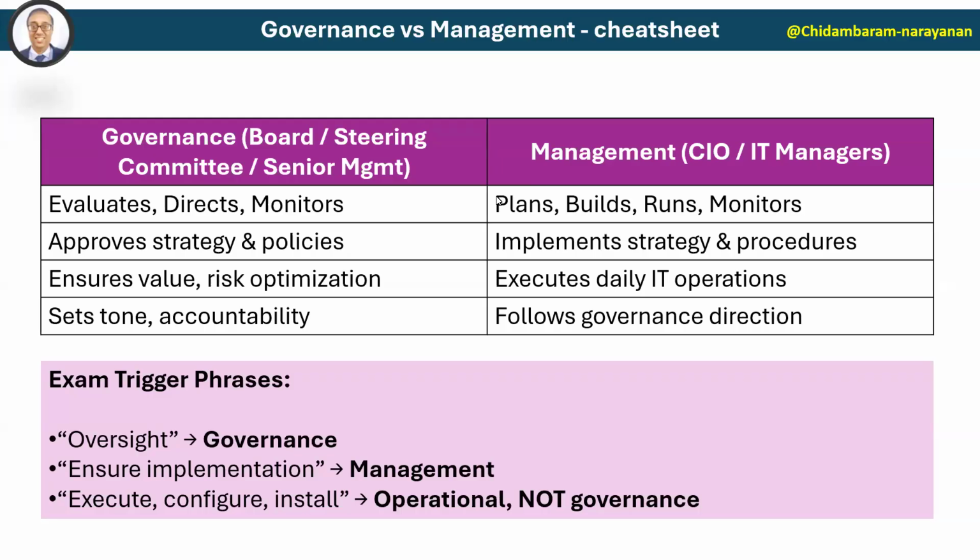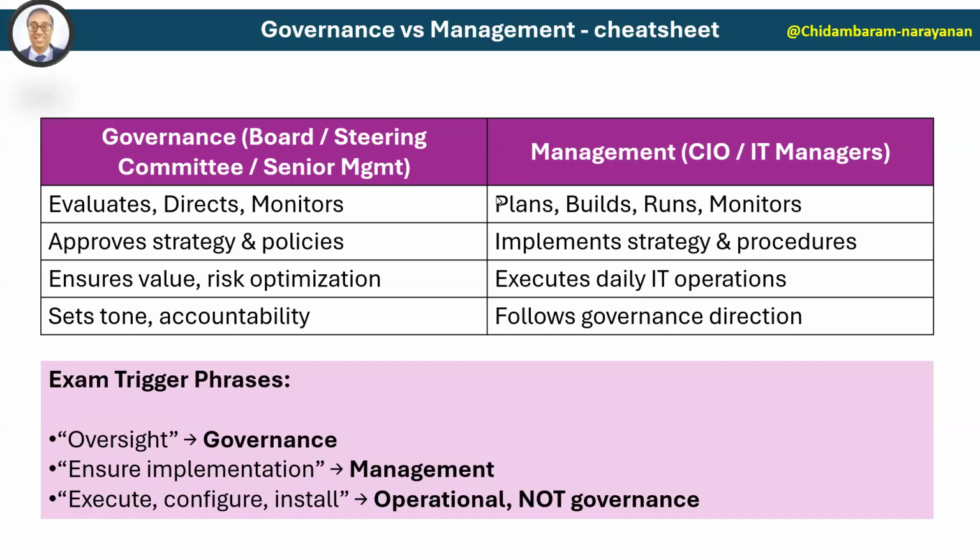And the key words for governance, which identify whether it is governance or management, are that governance always talks about evaluation, direction, monitoring, approving strategies, policies, ensuring value, risk optimization, setting the tone, accountability, and so on.